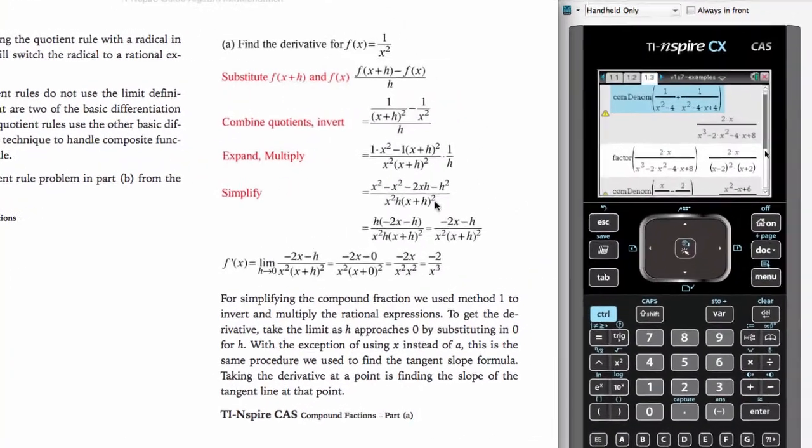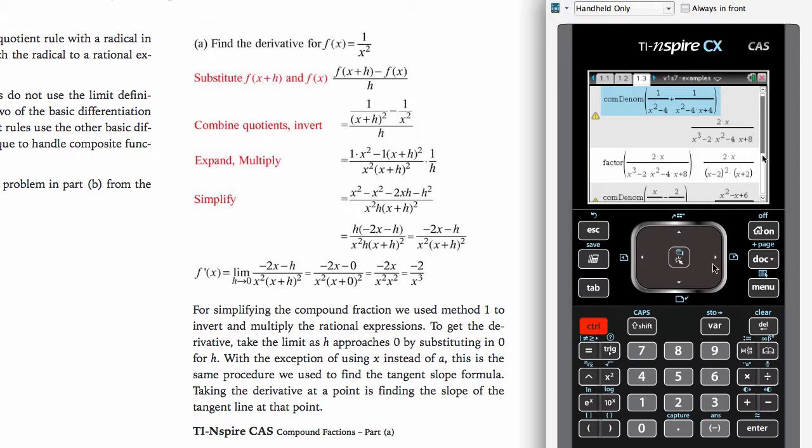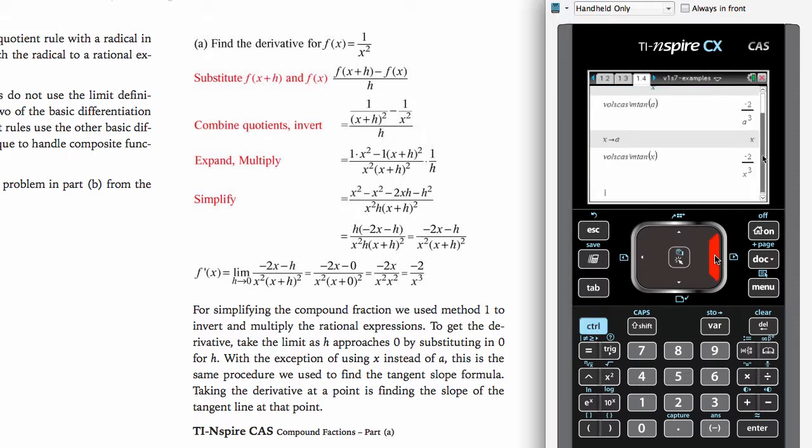Let's take a look at this on our calculator. So we'll go Control and flip to the next page. And here we see our answer for the tangent being minus 2 over x cubed. We see that the tangent gives us the same answer as the derivative, so we didn't type in the derivative formula, we just used the tangent formula.